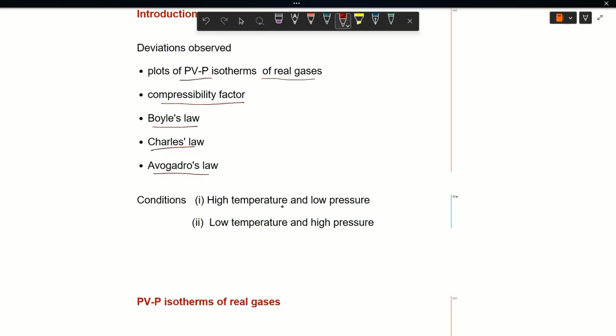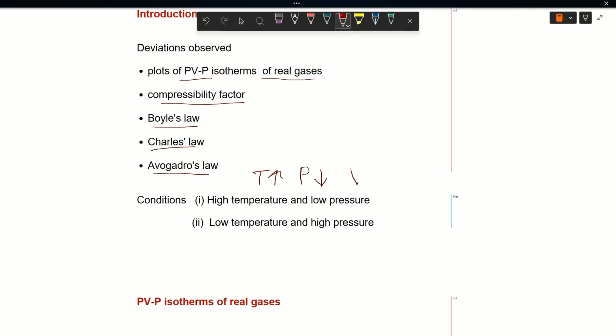We will consider the two conditions, that is high temperature and low pressure, which is the first case. When temperature is very high and the pressure of the gas is very low, these two conditions favor the volume to be very high. Now, when volume is very high, we know that the gas molecules move apart and there will not be any appreciable intermolecular attraction between them.